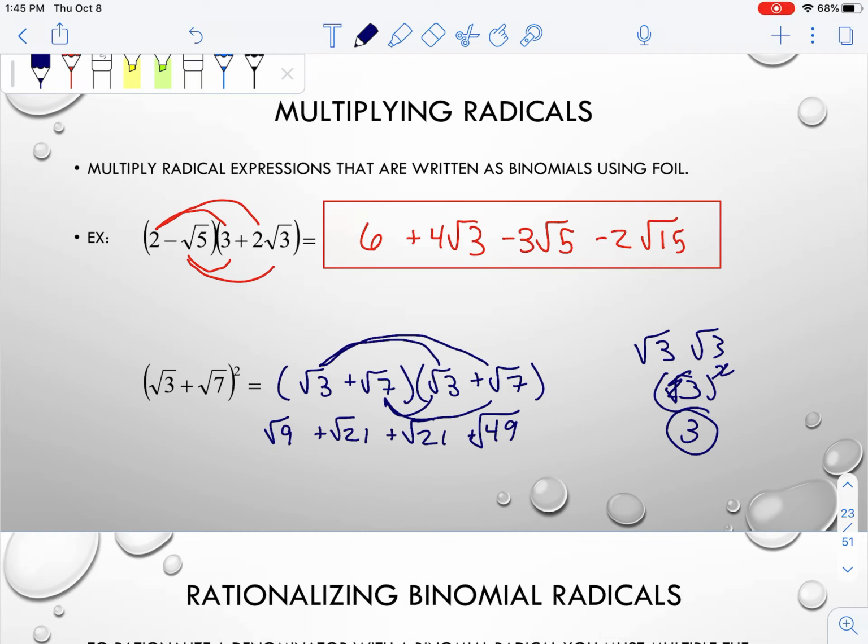I just showed you, going back to some of the properties, you just multiply the radicands together and then simplify later. So root 9, yes, will turn to 3. Root 21 plus root 21 is 2 root 21s. And then the square root of 49 is 7, so your final answer is 10 plus 2 root 21.